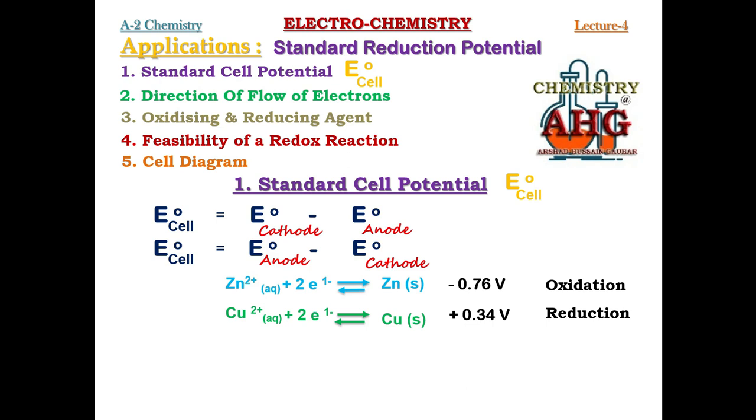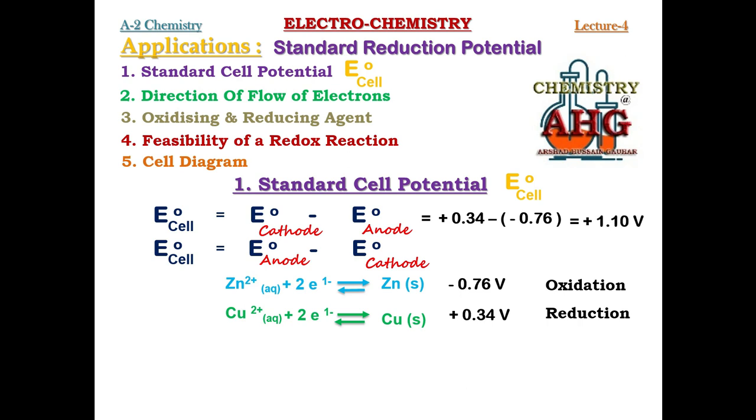So now this is a simple trick that you can remember. Now you have decided cathode and anode. Now insert the values in the first formula. Reduction potential of cathode is plus 0.34 minus minus 0.76. If you calculate this, you will get an answer of plus 1.10 volt. The answer is positive. What does this mean?